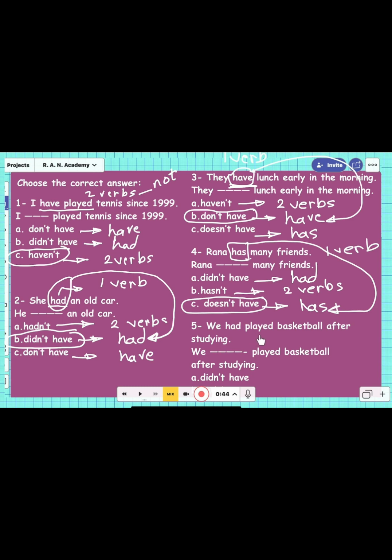Number five. We had played basketball after studying. Look at the verb. When you want to change the sentence into negative, you have to look at the verb first. So when you look at the verb, count. How many verbs do you have? I have two verbs here, had and played.